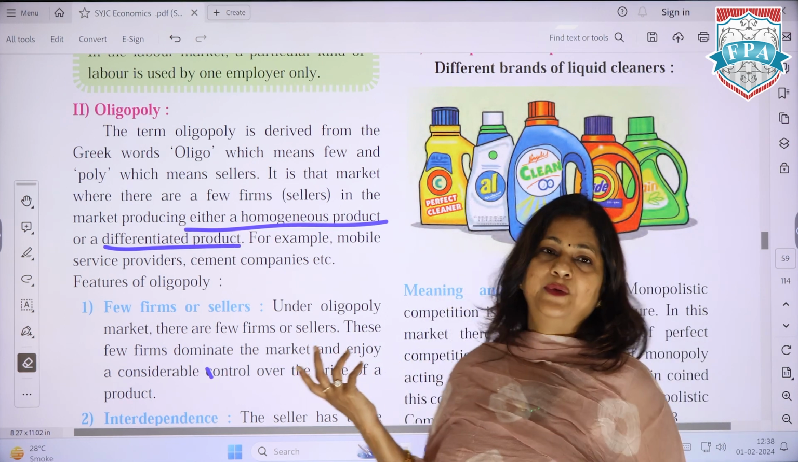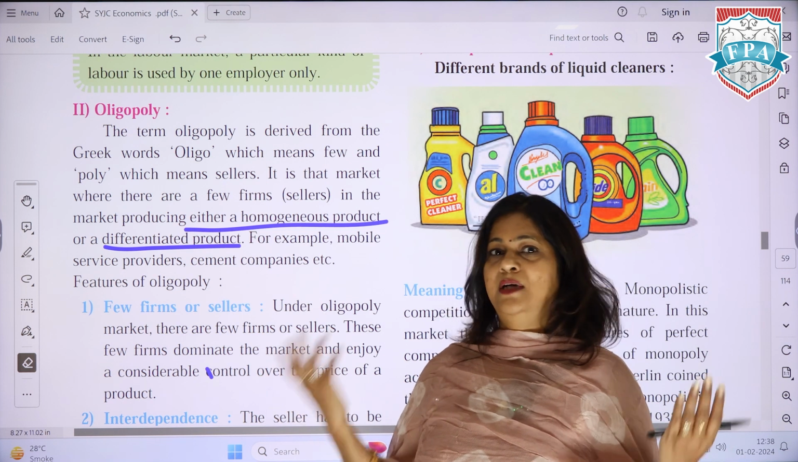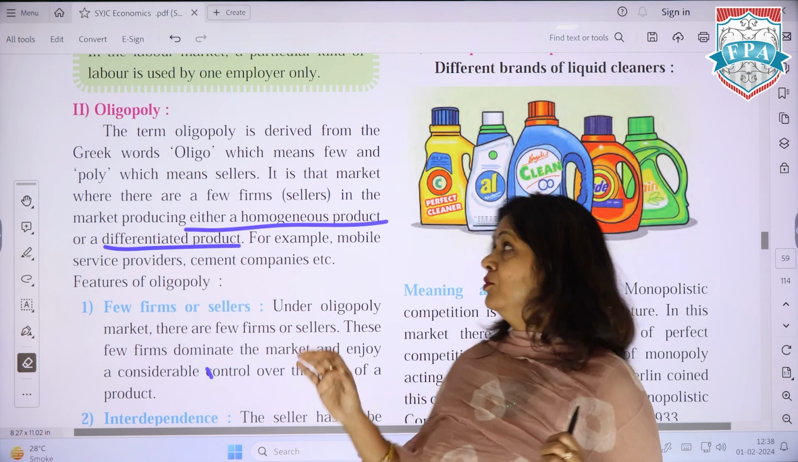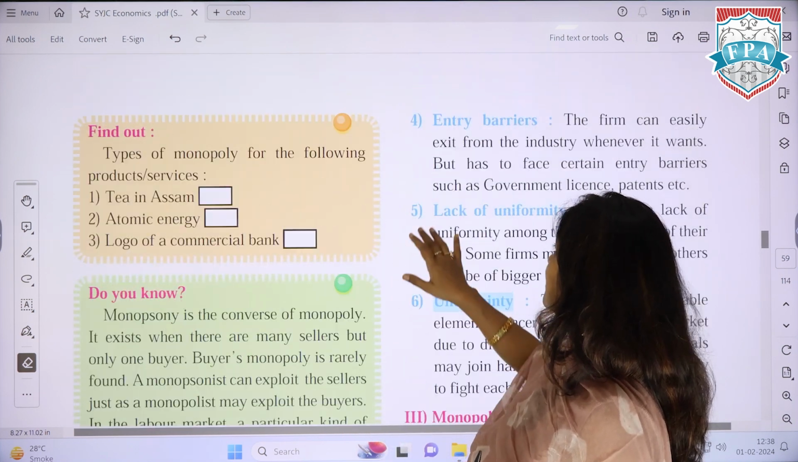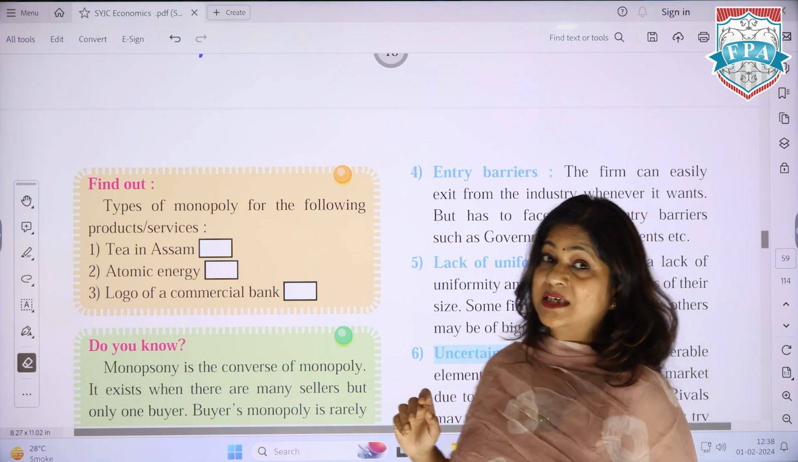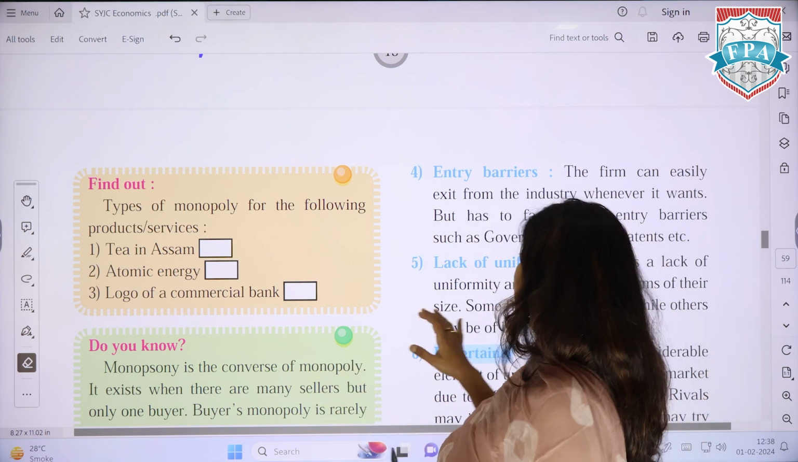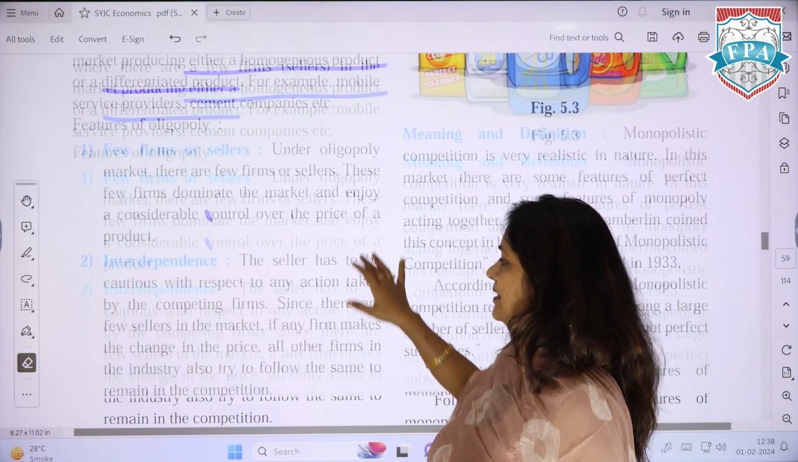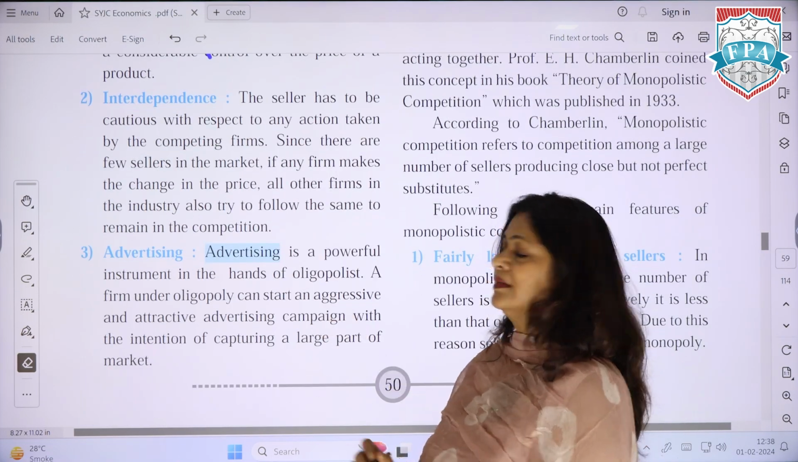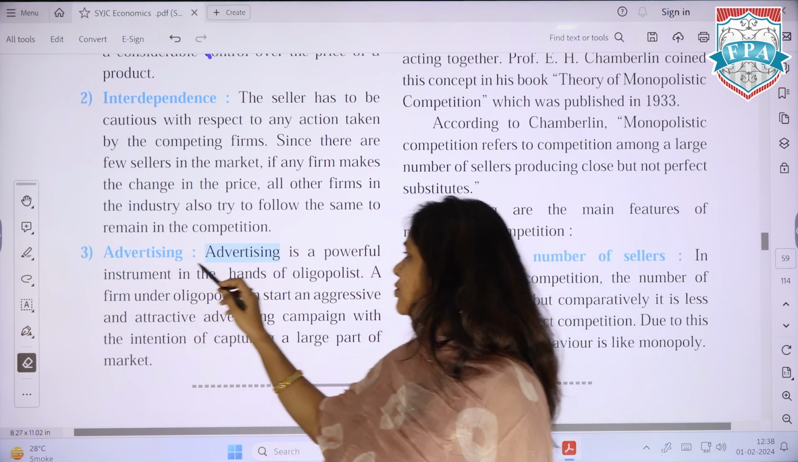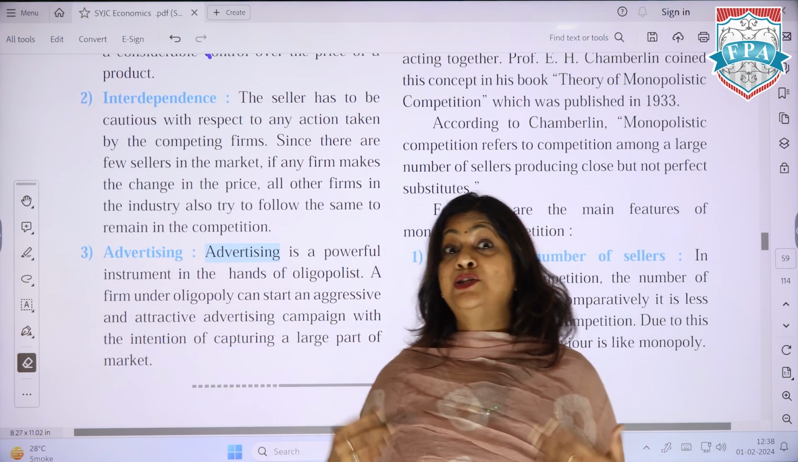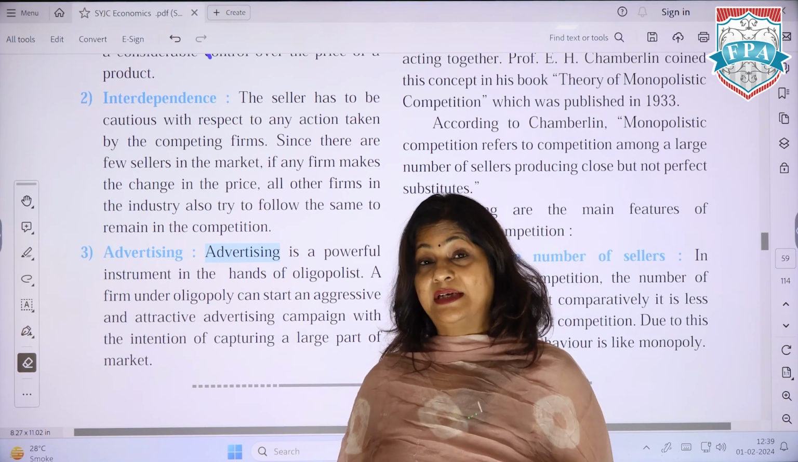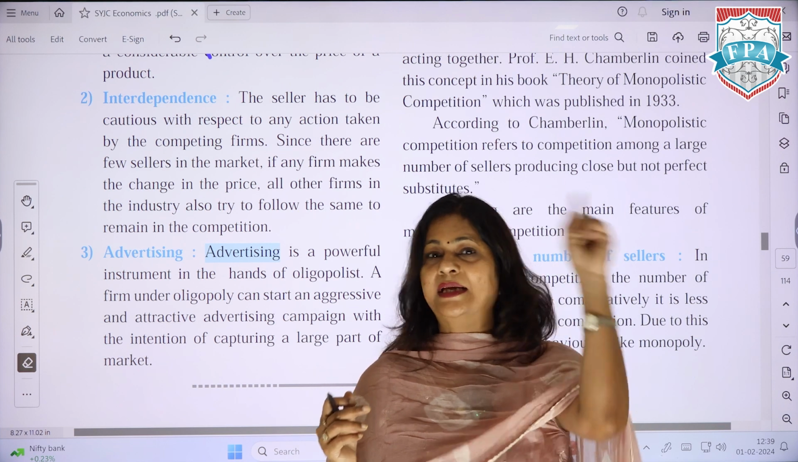What are the features of oligopoly? Of course, few sellers. There is going to be a barrier to enter or exit, yes or no? So there is going to be entry barriers as far as oligopoly is concerned. There is going to be lack of uniformity. There is going to be uncertainty. And yes, there is going to be a lot of interdependence, and a lot of effort will have to be done in order to advertise your product. So advertising will play a big role when it comes down to features of oligopoly. We did not do this in the others.